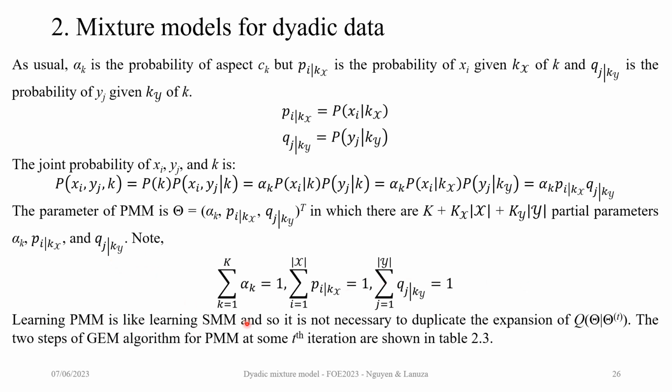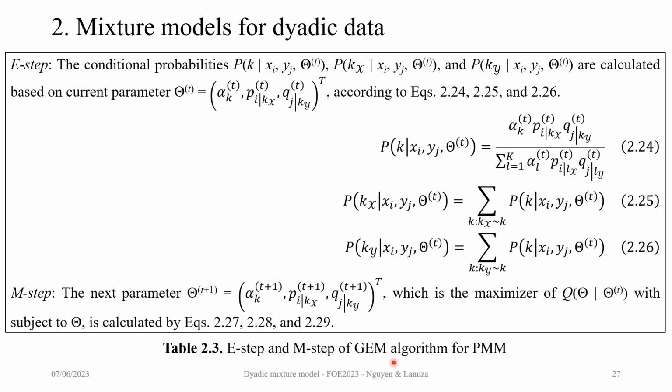Learning PMM is like learning SMM, so it is not necessary to duplicate the expansion of Q. The two steps of the EM algorithm for PMM at some t iteration are shown in table 2.3. This is table 2.3, E step and M step of the EM algorithm for PMM. At the E step, the conditional probabilities P of Ks, P of Ks, and P of Ky are calculated based on the current parameter theta t according to equations 2.24, 2.25, 2.26. At the M step, the next parameter theta t plus 1, which is the maximizer of Q subject to theta, is calculated by equations 2.27, 2.28, 2.29. The equations will be described in the next slide.